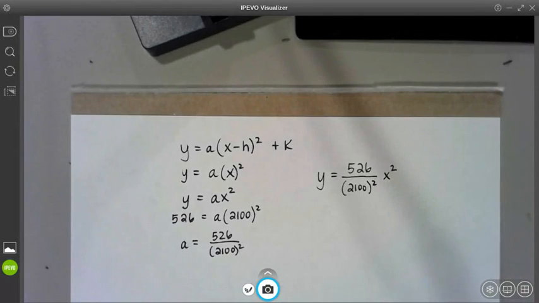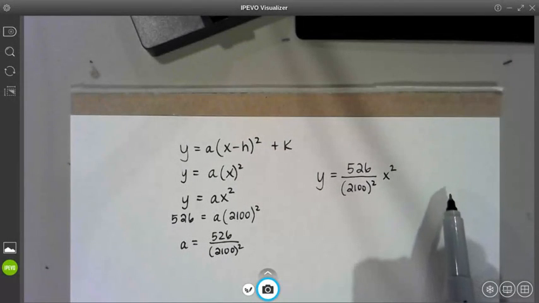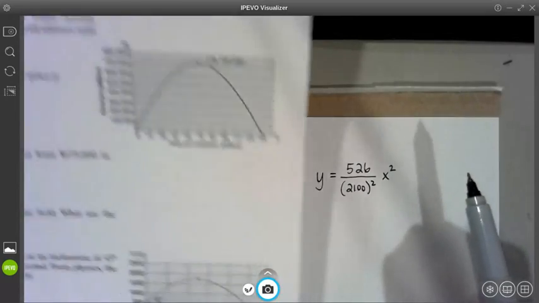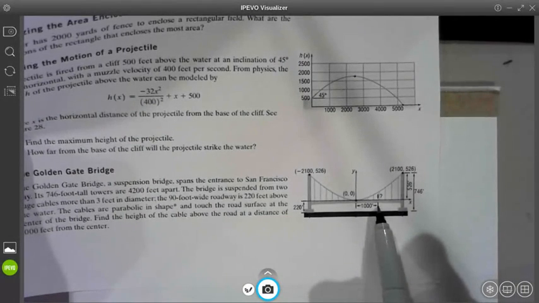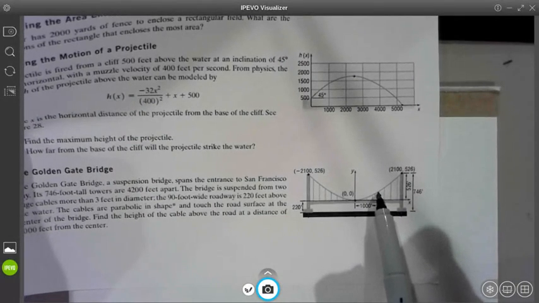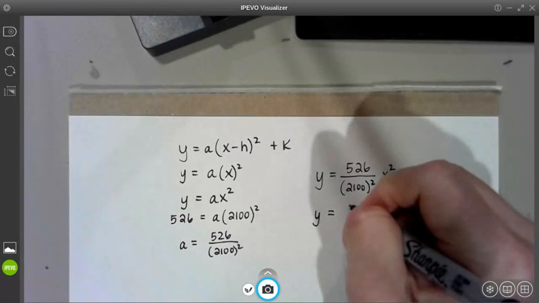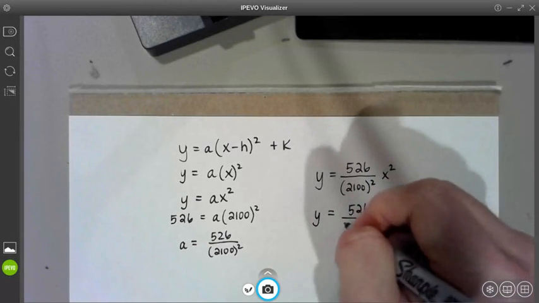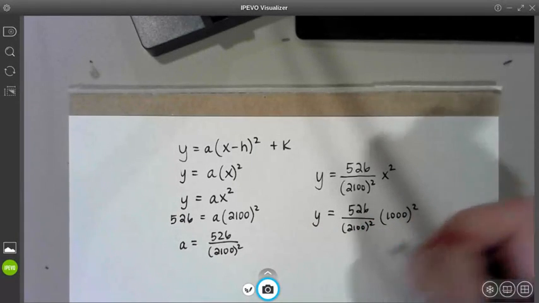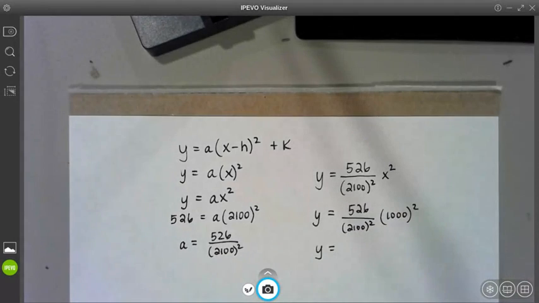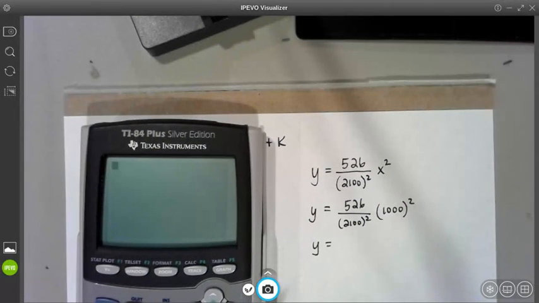So now if they want to know what is that, the way it's going to work is the x goes in as the distance from the center of that road, and then the height of that cable will come out. So if they want to know what is the height of the cable, 1,000 feet to the right of my center, x is 1,000, and then the height of that cable right there will be my y. So all we have to do is plug in 1,000. So y will equal 526 divided by 2,100 squared times 1,000 squared, and y will equal, let's ask our calculator to do this. Okay, let's see.